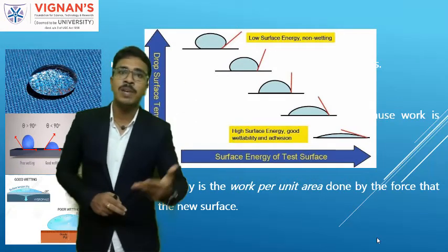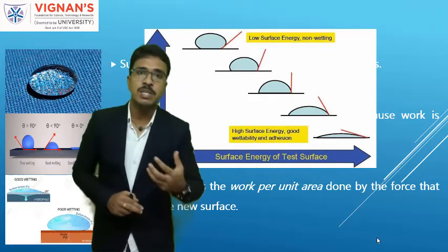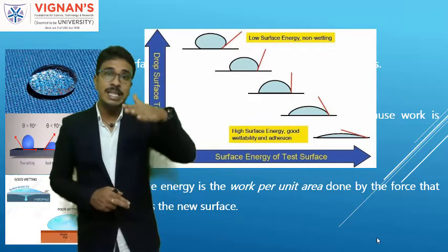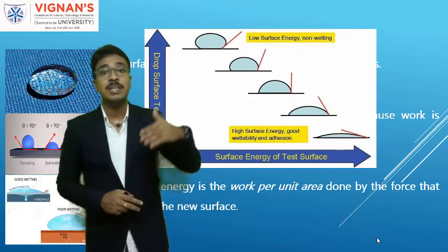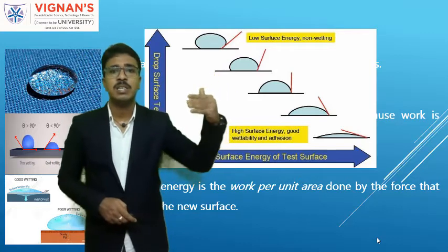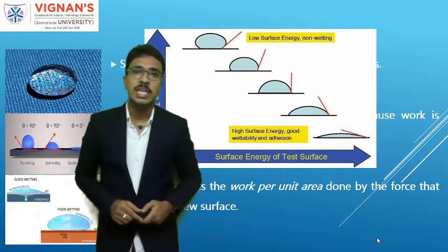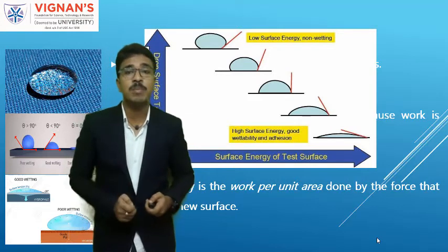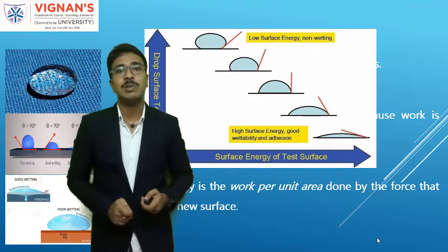In the case of non-wetting surfaces, the solid surface is characterized by a surface energy of the solid that is less than the droplet surface tension. Understand? Then we call it a low energy surface or non-wetting surface. So this is very, very important. You have to understand this concept.